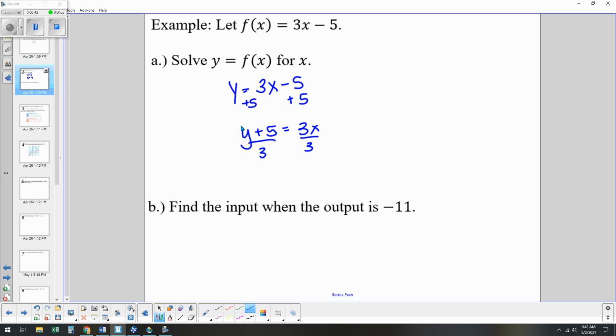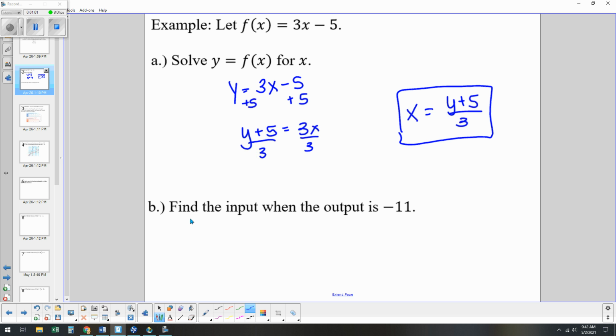So I could either turn this into 1/3 y plus 5/3, or there's no reason I can't keep it as y plus 5 over 3, especially because it doesn't go into the second fraction evenly. If this was a 6 and I had 6 over 3, I probably would separate it. I'd have 1/3 y plus 2 if that was a 6.